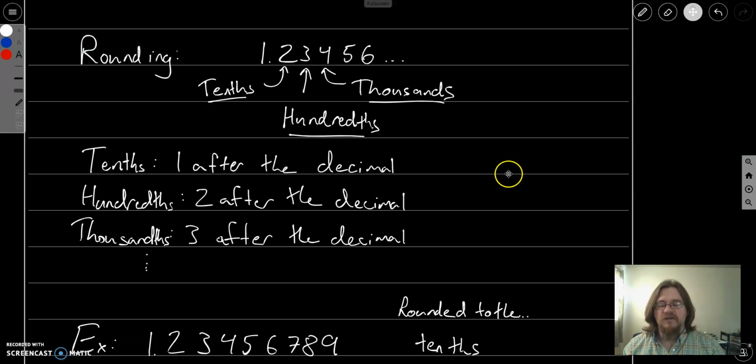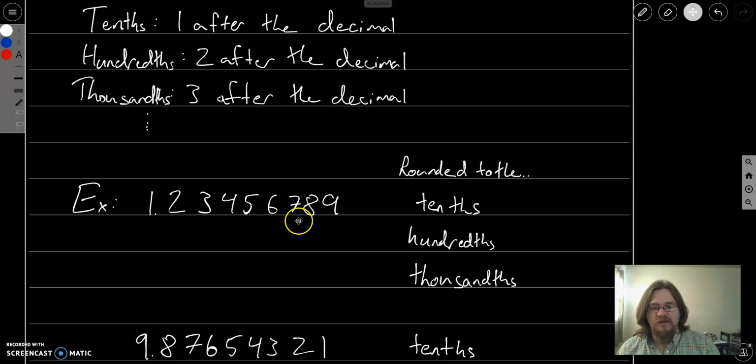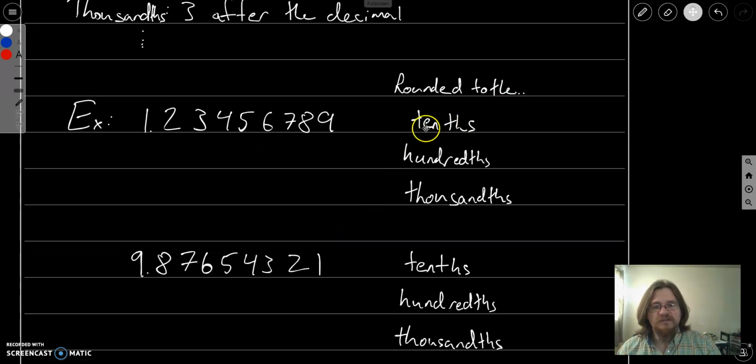So I have this number again down here. When we round it to the tenths place, what we want to do is look at this first place after the decimal. This is the tenths place, and this is how much information we want to display when we round to this place. So if I just write 1 point, okay, I want to stop here. So the question is, what number do I put in there?